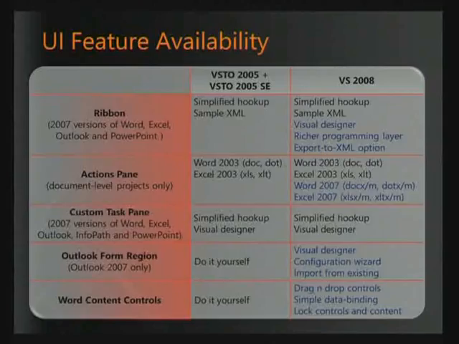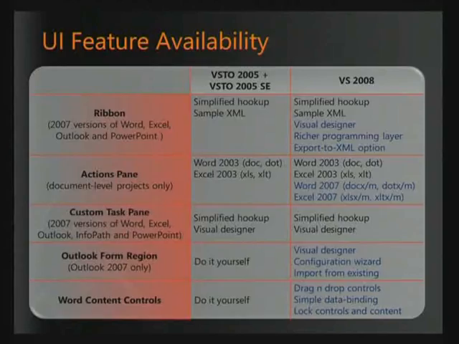The Outlook form regions were completely do-it-yourself in previous versions of the Visual Studio tools. You had to do quite a bit of work to handle the data marshaling. There is a 17-page white paper telling you how to do the very basics that I just showed you with a couple of clicks. That's the do-it-yourself method of Outlook 2007 form regions. Or you can use the Visual Designer, the Configuration Wizard, import from existing forms, and finally click once deployment.